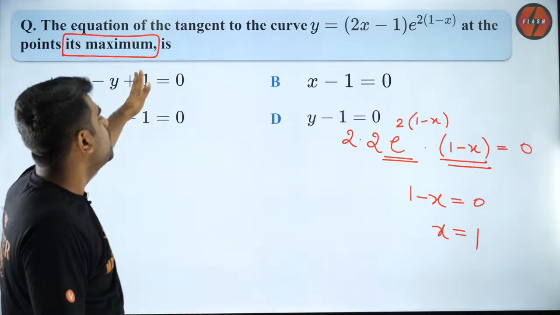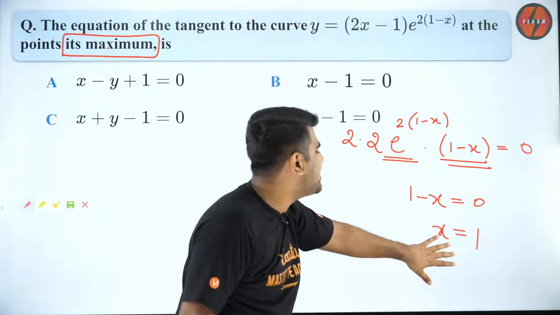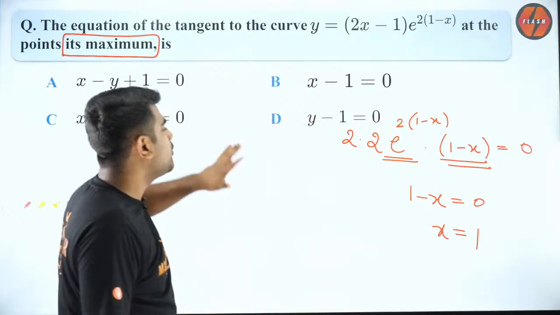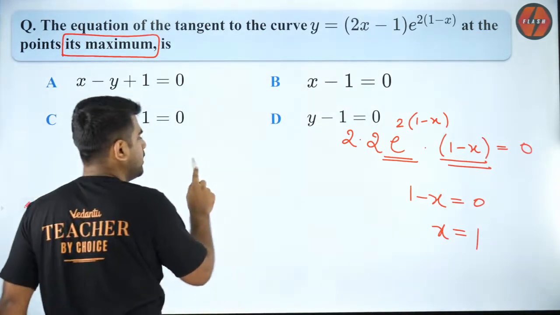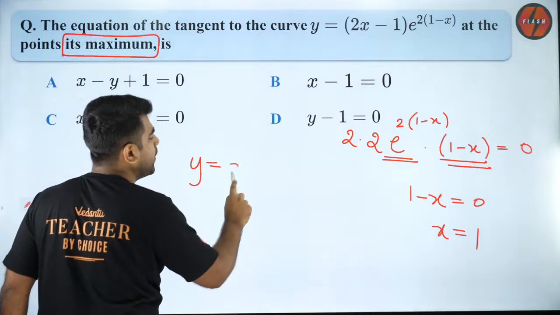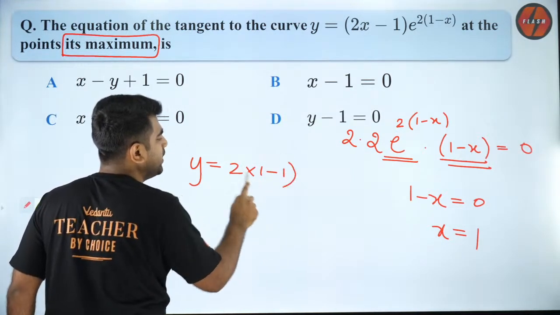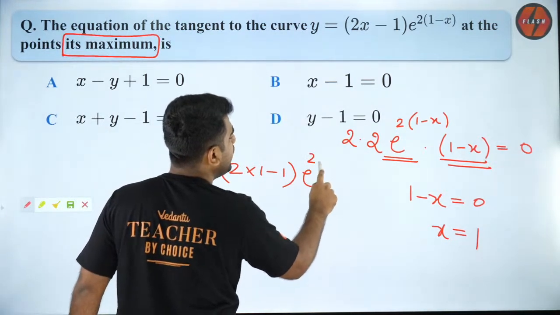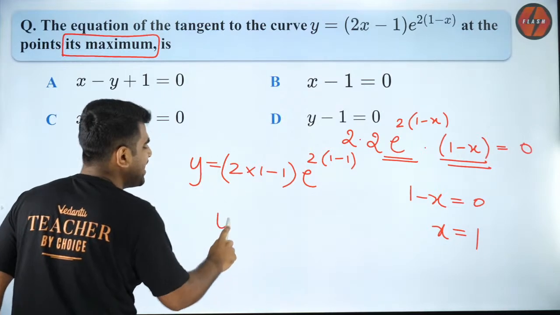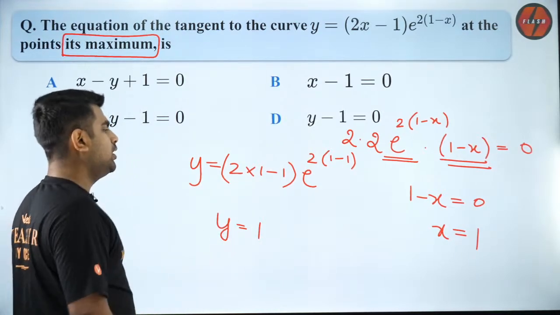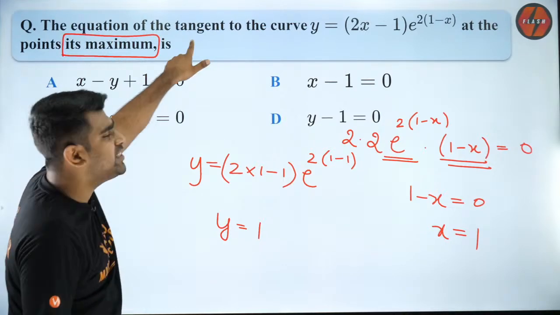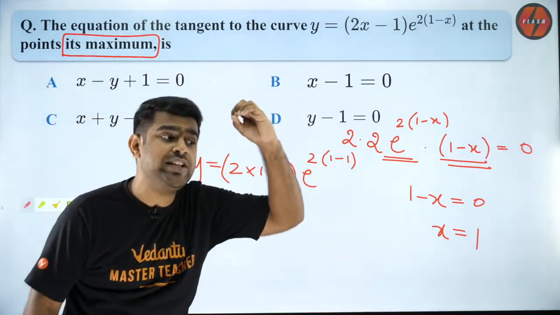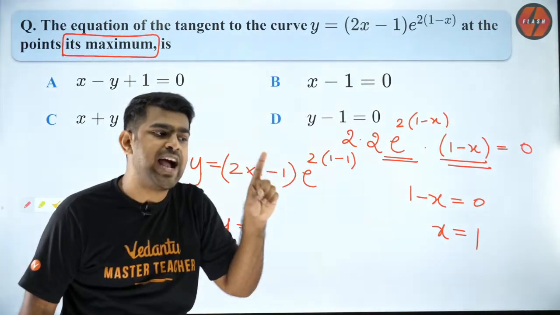Okay? So now I want to find the tangent at x equal to 1. First of all, let's figure out what y is when x equal to 1. When x is equal to 1, y is equal to 2 into 1 minus 1 into e to the power 2 into 1 minus 1. So y is equal to 1. So when x is 1, y is also 1. And what is the slope of the tangent? The slope of the tangent is 0.